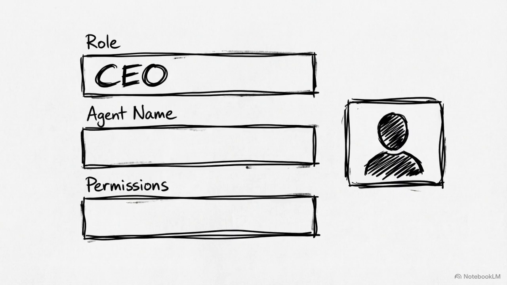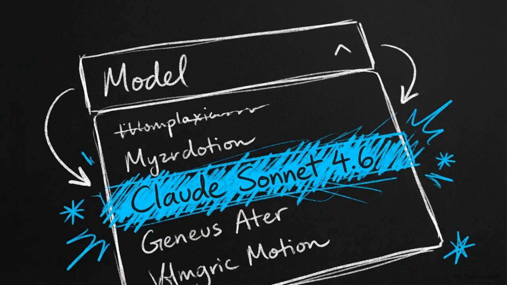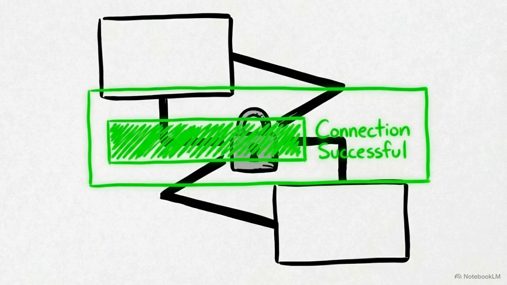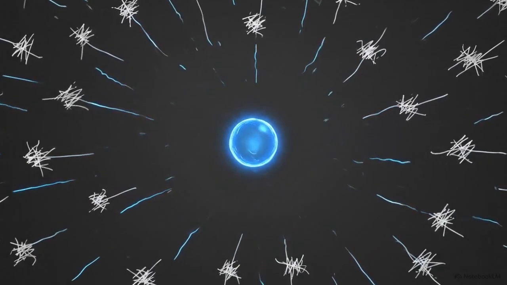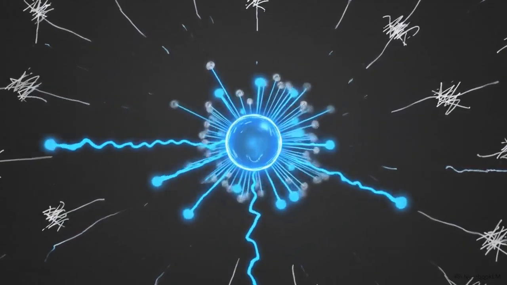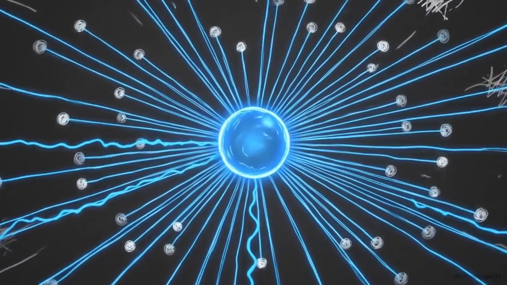This interface displays the agent configuration screen. Start by creating your first agent and assigning it the role of CEO. Select Claude Sonnet 4.6 from the Model drop-down menu. Before proceeding, run a quick connection test to verify that Paperclip has successfully established a cryptographic link to your local Claude code environment. Securing and verifying this foundational node early ensures that as your AI team scales, you avoid communication errors down the line.